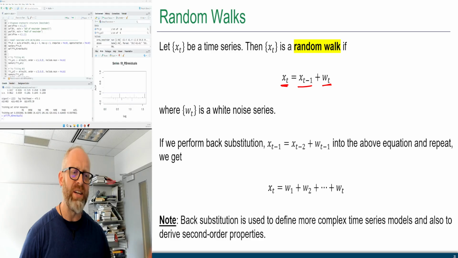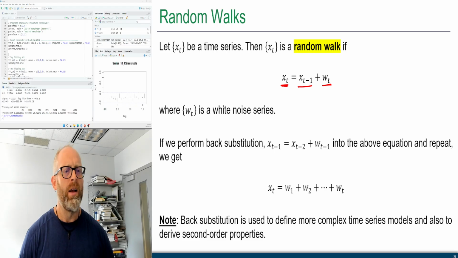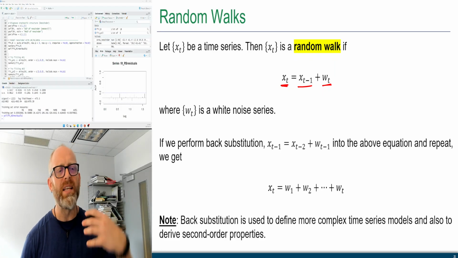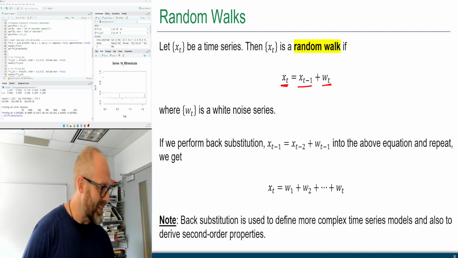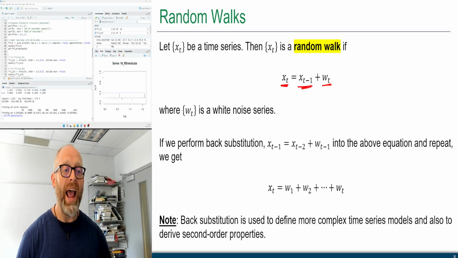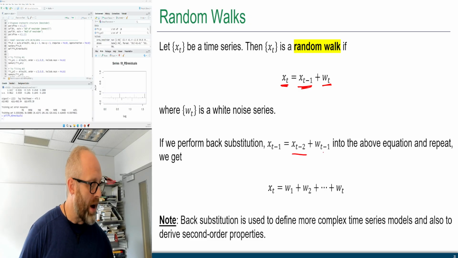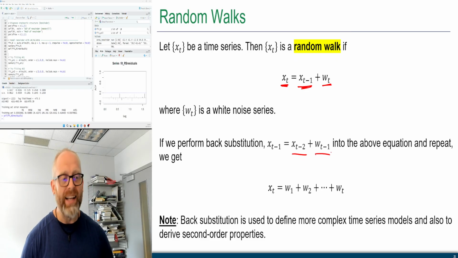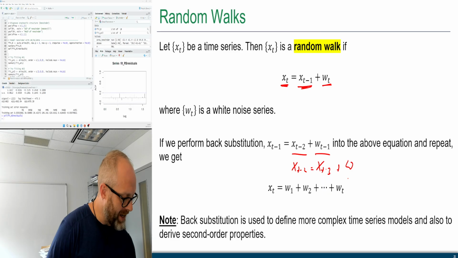Again, W sub t is the white noise series, so this has a mean of 0 and some variance of sigma squared. All right, so in this setup, again, x sub t is equal to x sub t minus 1 plus w sub t. I can perform backward substitution. What I mean by that is I could take x sub t minus 1 and rewrite this as, well, I go one step back, so this is x sub t minus 2 plus the white noise at t minus 1. I could do this repeatedly: for x sub t minus 2, this is equal to x sub t minus 3 plus the white noise at t minus 2.